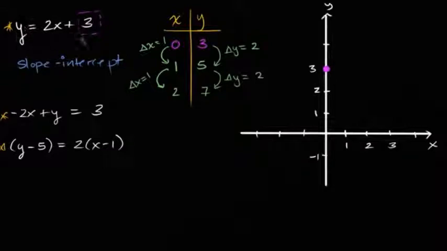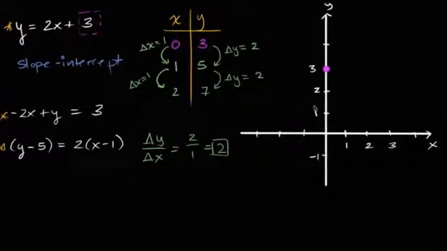So for this linear equation, our change in y over change in x is always going to be, our change in y is 2 when our change in x is 1, or it's equal to 2. Or we could say that our slope is equal to 2.